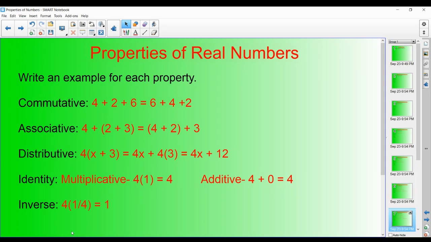Now the inverse property says to undo a multiplication problem, I got to multiply by the reciprocal. Or we could also see adding the opposite. So 4 plus negative 4 would get us 0. And those are the inverse properties.